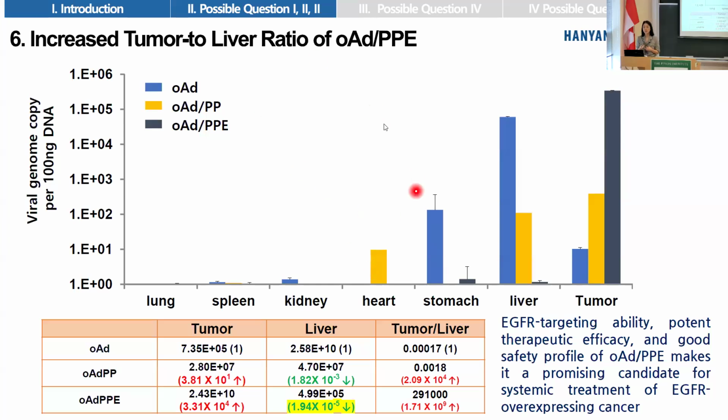We have also checked the biodistribution of the oncolytic adenovirus. As you can see here, for the naked oncolytic virus, 90% goes to the liver. However, with the PP complex oncolytic virus, the non-specific liver targeting is significantly reduced, up to 1 times 10 to the 5-fold. However, the tumor-specific accumulation of virus is significantly increased, up to 3 times 10 to the 4-fold. More importantly, the tumor to liver ratio, which stands for the therapeutic efficacy and the safety profile, has increased up to 10 to the 9-fold in the PP complex oncolytic adenovirus compared with the naked adenovirus, which means the PP complex oncolytic virus is very safe and has therapeutic potential.